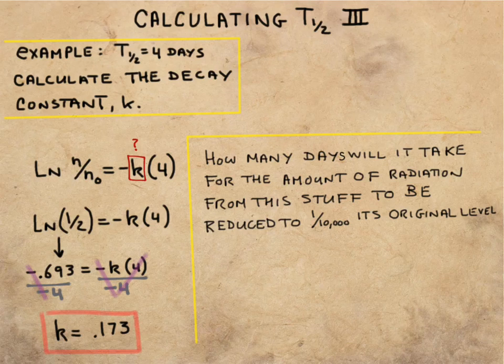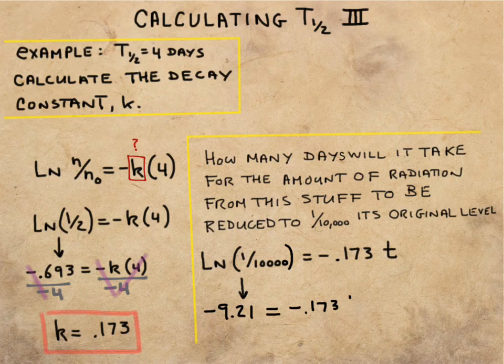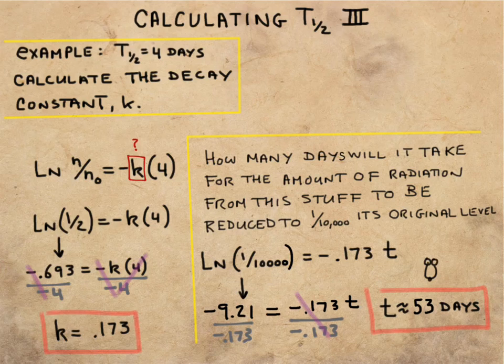All right, so let's take a look at another type of problem. How many days will it take for the amount of radiation from this radioactive material to be reduced to 1/10,000th of its original level? So now that we know the decay constant, we can plug into the equation again. We know that the ratio of N to N naught is 1 to 10,000, and we know the decay constant is 0.173. Again, you're just going to press the ln button on your calculator and enter 1/10,000th, and that gives you negative 9.21. Again, doing out your algebra nice and carefully, you find that the amount of time gone by here is roughly 53 days.